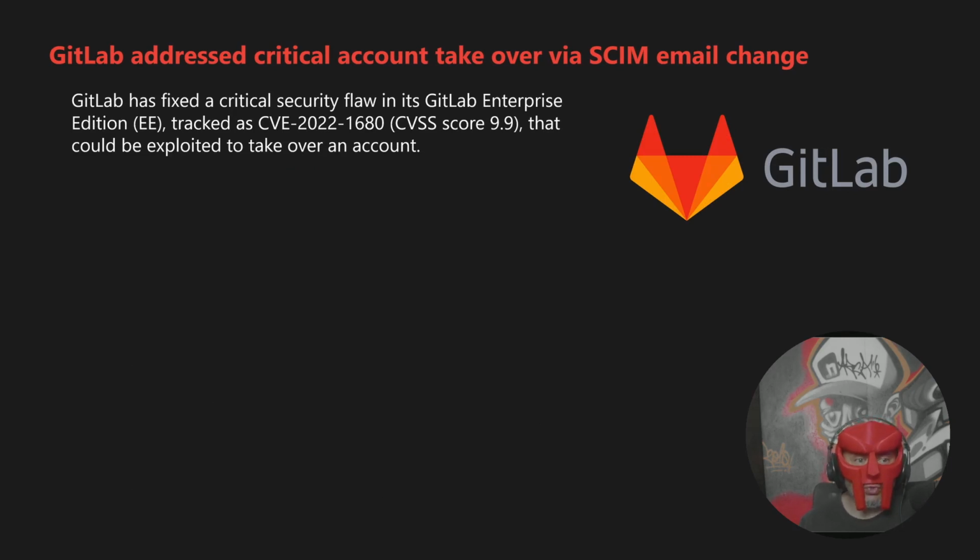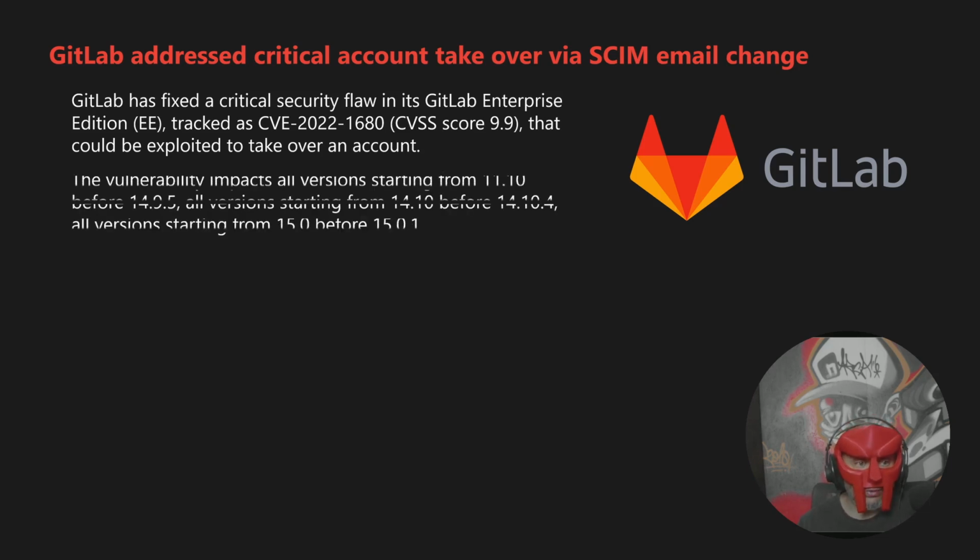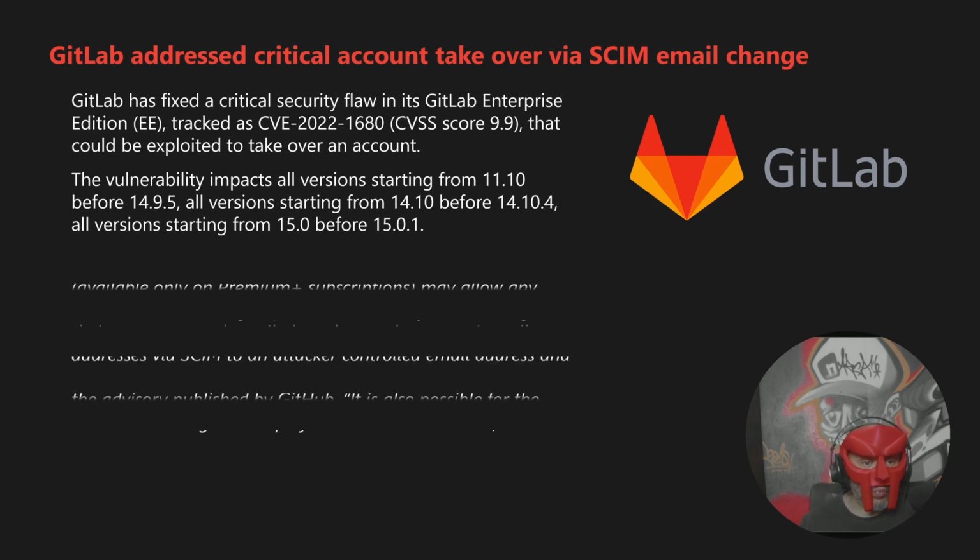GitLab has fixed a critical security flaw in its GitLab Enterprise Edition, tracked as CVE-2022-1680 with a CVSS score of 9.9, that could be exploited to take over an account. The vulnerability impacts all versions starting from 11.10 before 14.9.5, all versions starting from 14.10 before 14.10.4, and all versions starting from 15.0 and before 15.0.1.